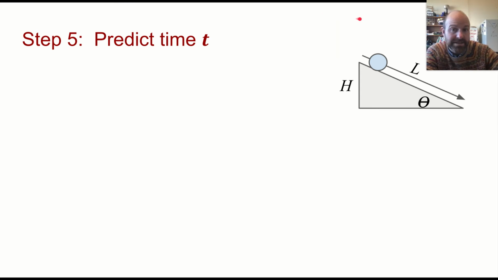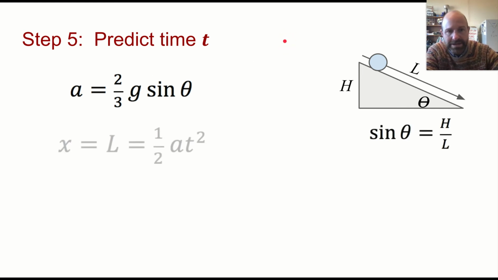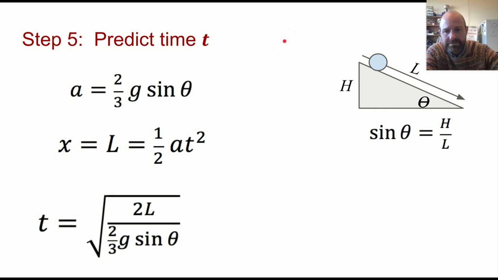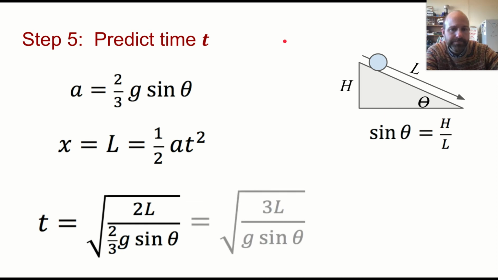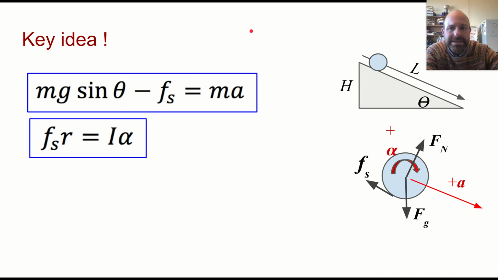So we're going to predict the time t that it takes to go down. Well, now that we know the acceleration and it's constant for this problem, we can figure out the dimensions of our ramp. We can find out how long it takes to go down the ramp. And we could test that, right? We could test this with a stopwatch or something like that if we were doing this as a demo in class.